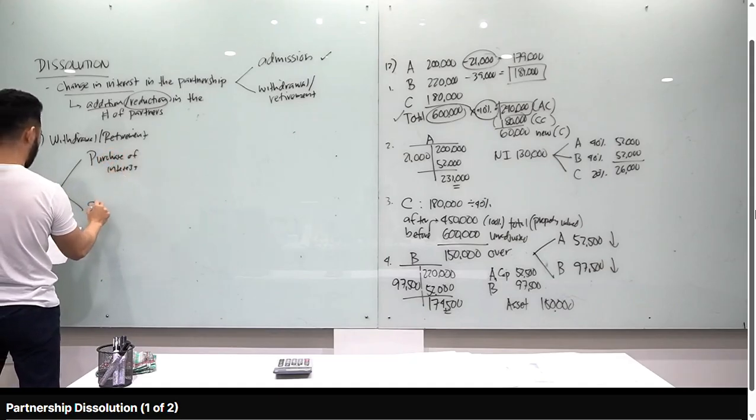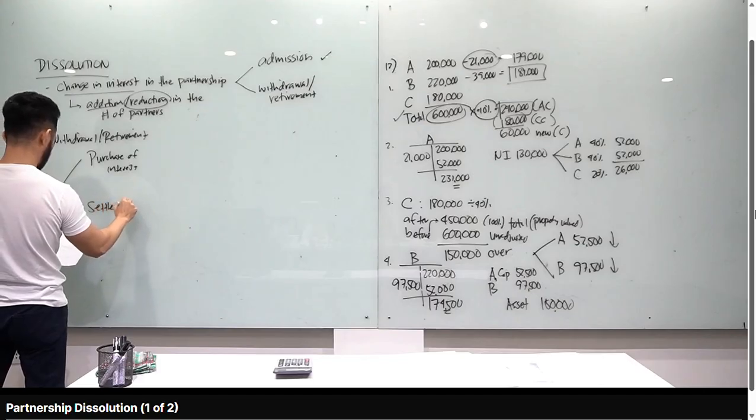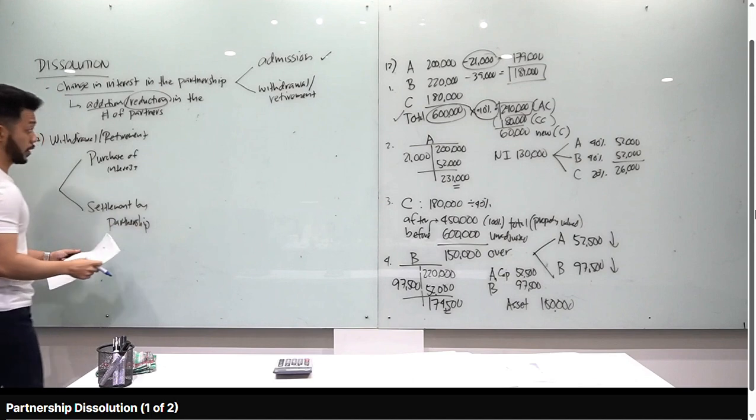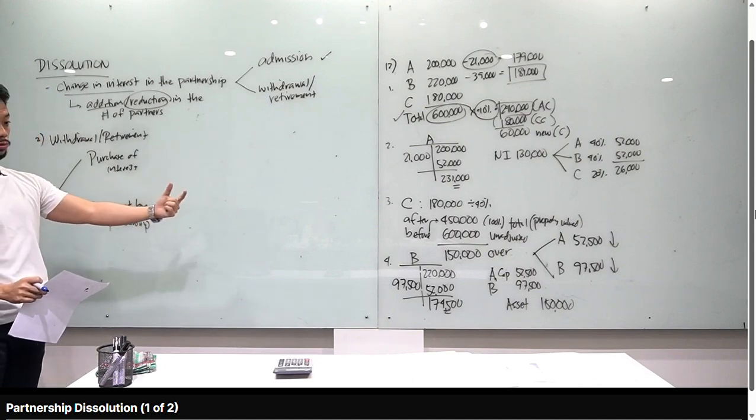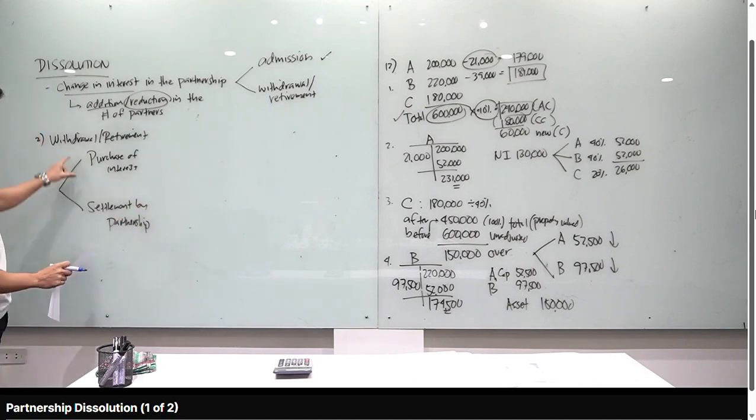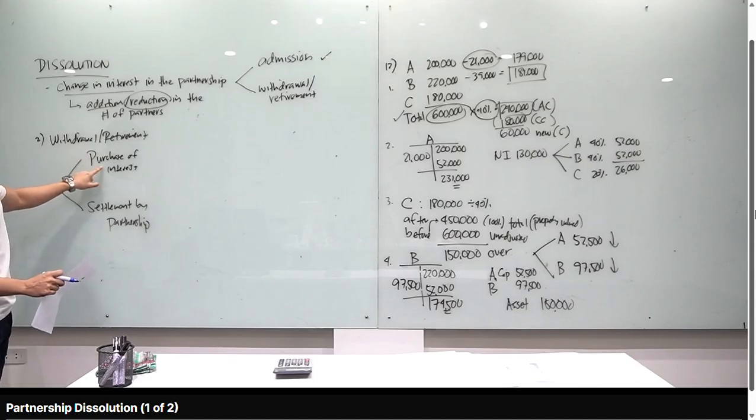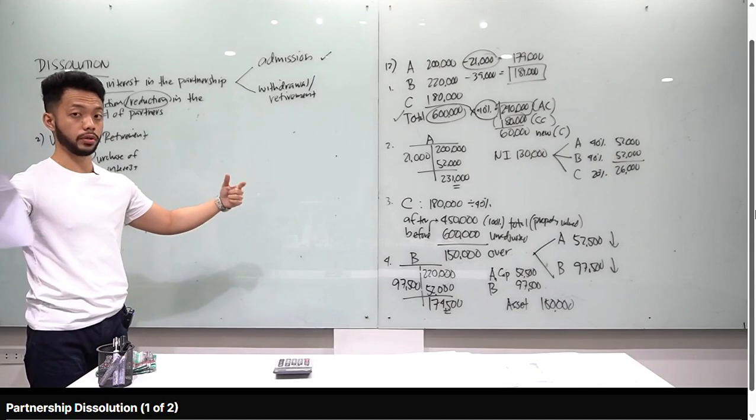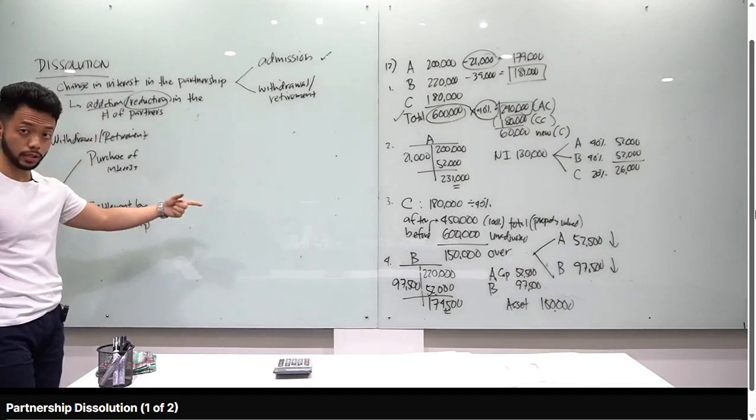Or settlement by partnership. Opposite lang yan nung kanina, okay? So kanina class, admission, nagbayad yung new partner, okay? For this one naman, may ganun din, purchase of interest din. Pag purchase of interest, it's a personal or private transaction outside of the partnership siya. Got it? So ganun din sa admission, same lang.